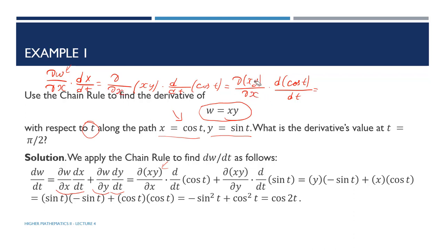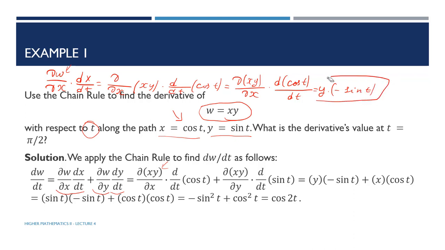So, derivative of xy with respect to x. When we are calculating the derivative of xy with respect to x, x is a variable, y is a constant. So I will write the constant first, y times the derivative of x. The derivative of x is 1, so I don't have to write it. So the derivative of cosine is, I think, negative sine. So open the parentheses, negative sine t, with respect to t.